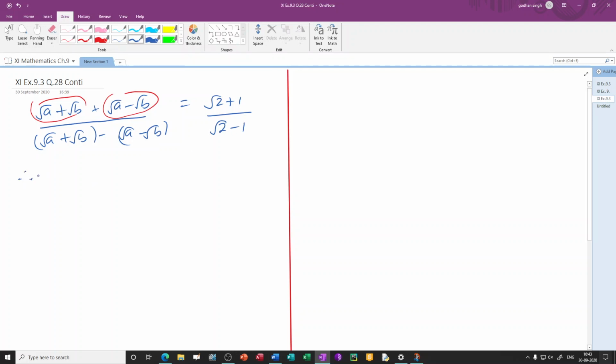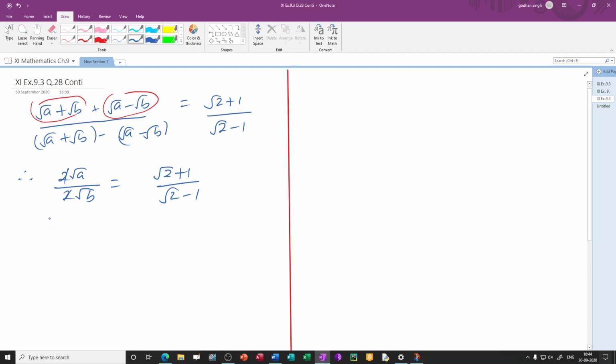So therefore simplifying this, we will be getting root a plus root a, because minus root b and plus root b will be cancelled out, so we will be getting 2 root a in the numerator. When we open the bracket, this will become minus root a, this will become plus root b, and so root a minus root a will be cancelled out, we will be getting 2 root b in the denominator, equal to, this is a rational and irrational number, so they will remain as they are, root 2 plus 1 and root 2 minus 1, so 2 and 2 cancelled out.